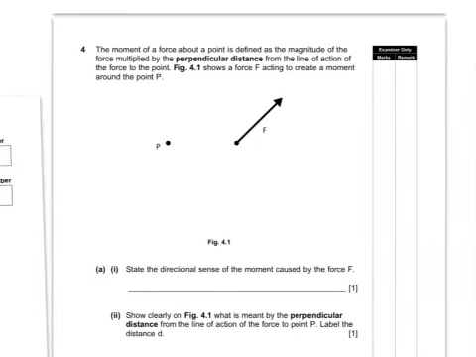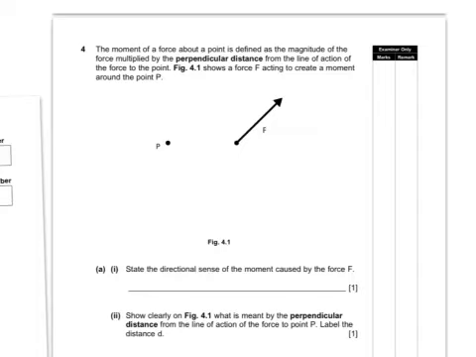So here we go. Question 4, and this is what it says. The moment of force about a point is defined as the magnitude of the force multiplied by the perpendicular distance from the line of action of the force to the point. Figure 4.1 shows a force acting to create a moment about the point P. So here's a force, here's a point P, and part 1 says state the directional sense of the moment caused by the force F.